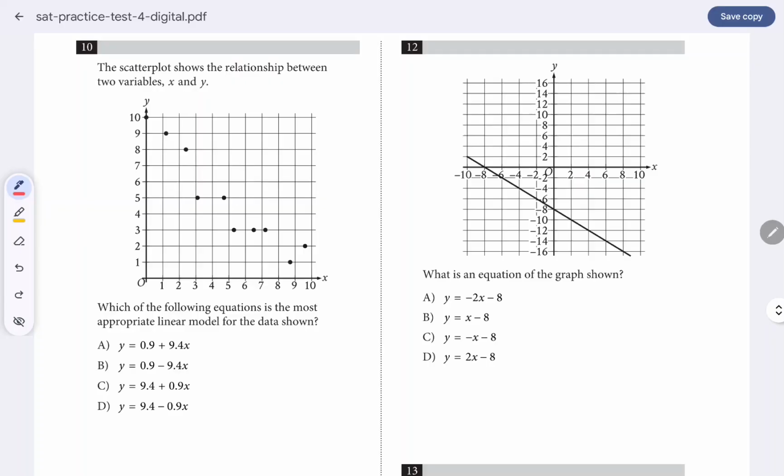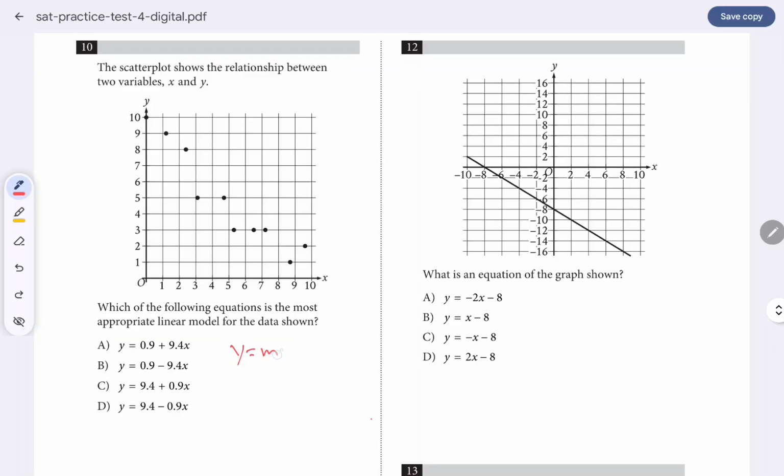So if we look at the data for the scatter plot, we notice a couple things. When x is 0, we see that the value of y is near 10. And we also see that as the y values decrease, the x values increase. Therefore, we have a negative slope. So our answer should have a y-intercept that is close to 10 with a negative slope.